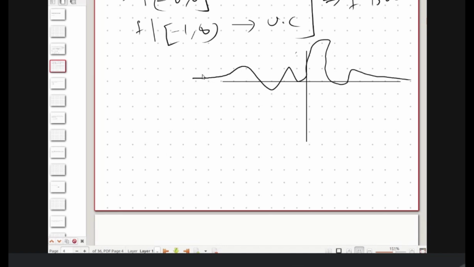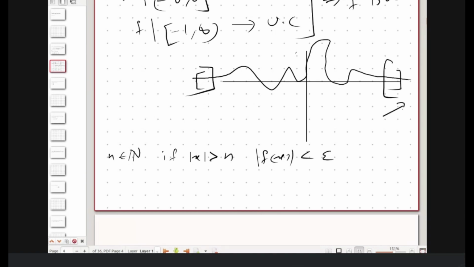So this is what is going to happen. What we'll do is we just cut it off at some point. As it goes to 0, I can find some natural number n such that if mod x is greater than n, then the modulus of f of x is strictly less than epsilon. This comes from the definition that f goes to 0 as x goes to infinity. Outside this particular set, the function is negligibly small.